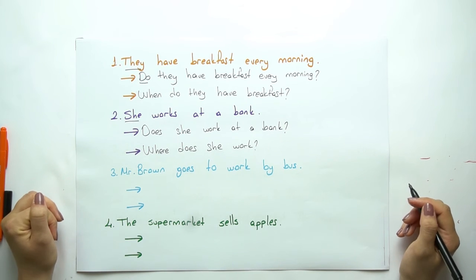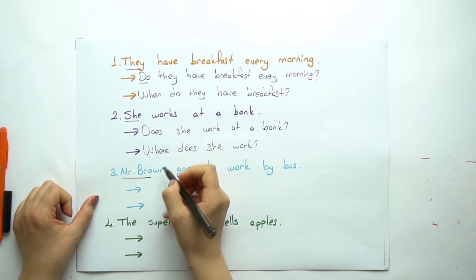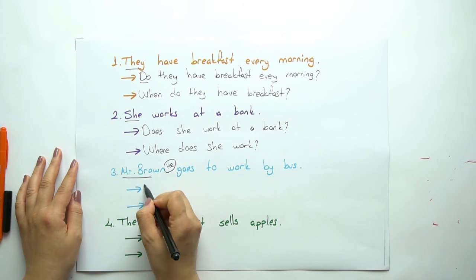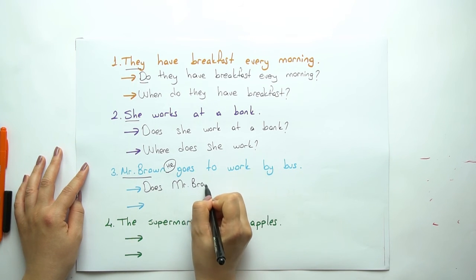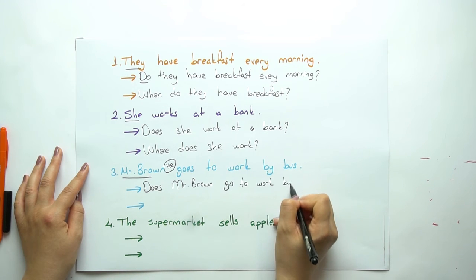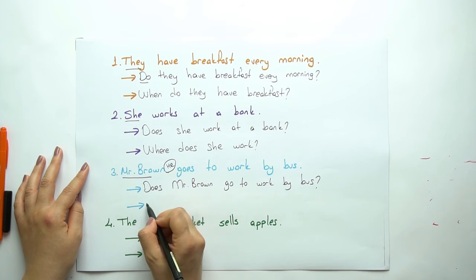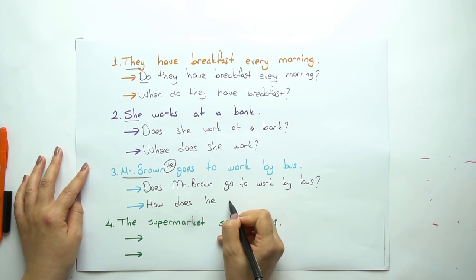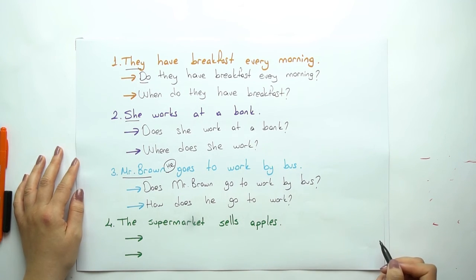Okay, another one. Mr. Brown goes to work by bus. Mr. Brown, it refers to he subject pronoun. Okay, so we need to use does. Does Mr. Brown go to work by bus? And other one is, we can ask how does he go to work? Both of them are possible.